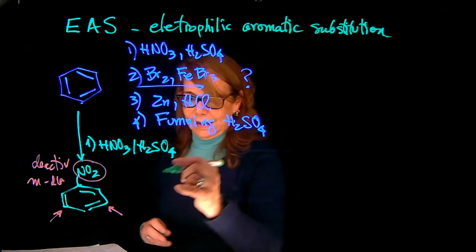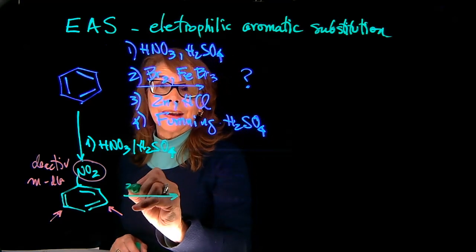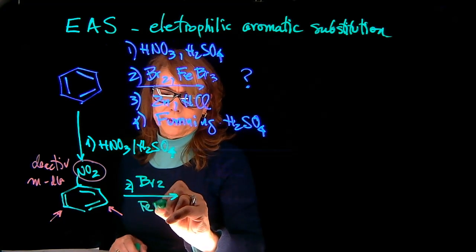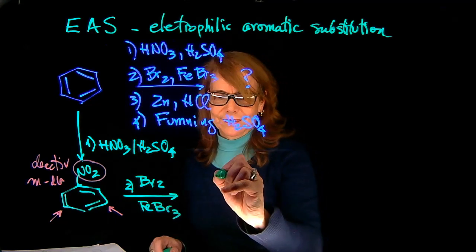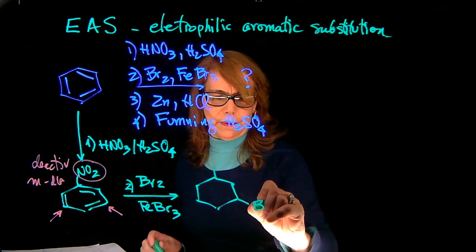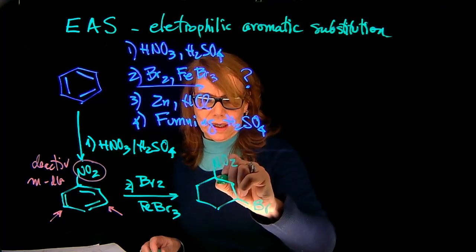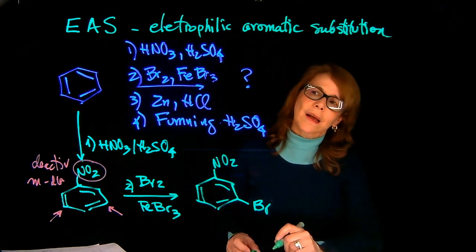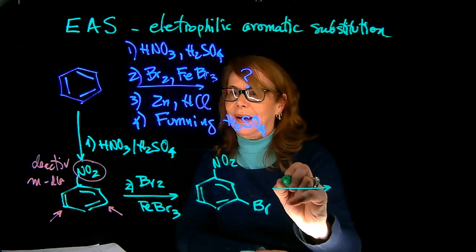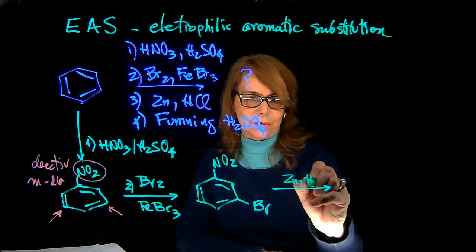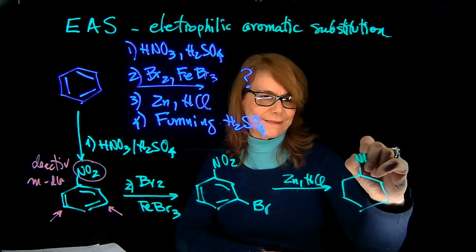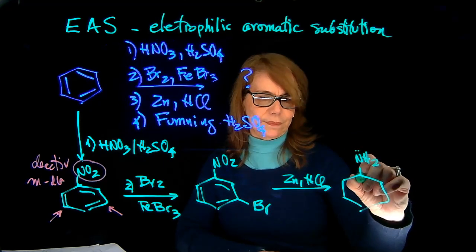So you're going to install a bromine. So the second step is a bromination. So bromine, and you're using iron tribromide, and because the nitro is meta directing, you're going to put the bromine meta to the nitro group. The next step is a reduction of the nitro group. So here we have zinc and hydrochloric acid, and you will have the following. That's the amino.